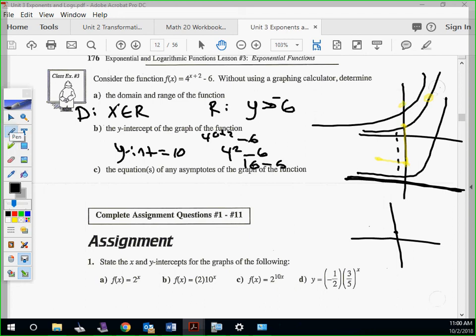Last thing, the equation of the asymptote. So the asymptote now is what? There's no vertical asymptote, it's still horizontal, and where's it at? Negative 6. Good. All right, we're done. Good work.